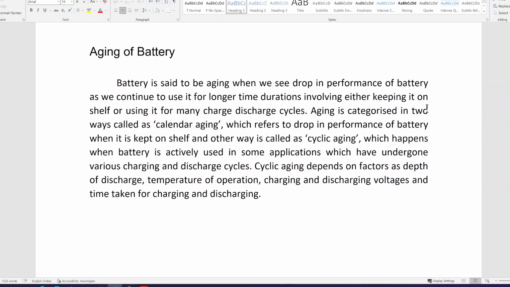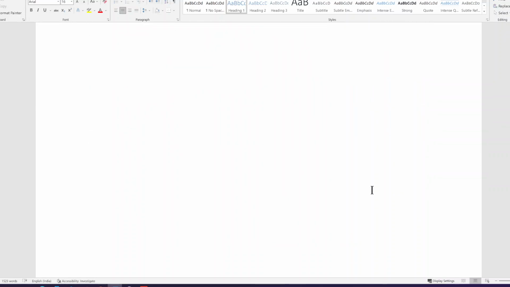So a brief note on aging of battery. Again, I'll share these notes with you. Battery aging can be characterized into two parts: calendar aging and cyclic aging. The calendar aging is called that because the performance drops in the battery when it is kept on the shelf. When we say the battery is having cyclic aging, that means we are using it actively. Cyclic aging depends on factors such as depth of discharge, temperature of operation, charging and discharging voltages, and the time taken for charging and discharging.